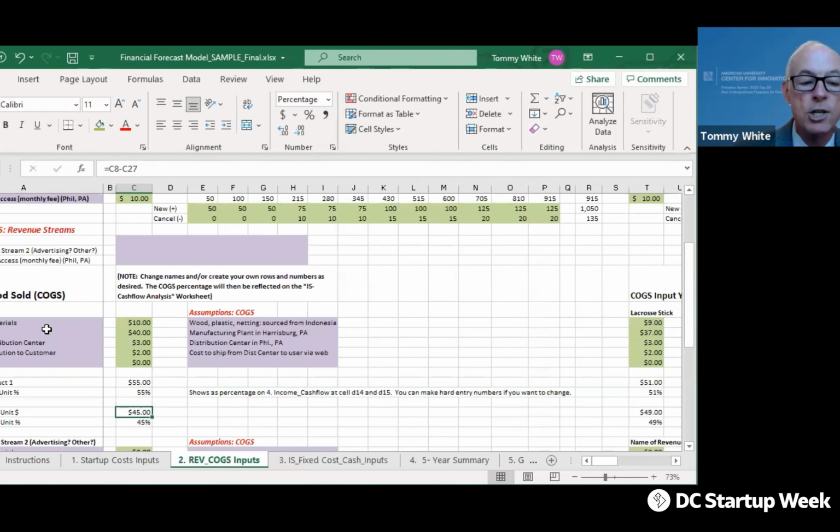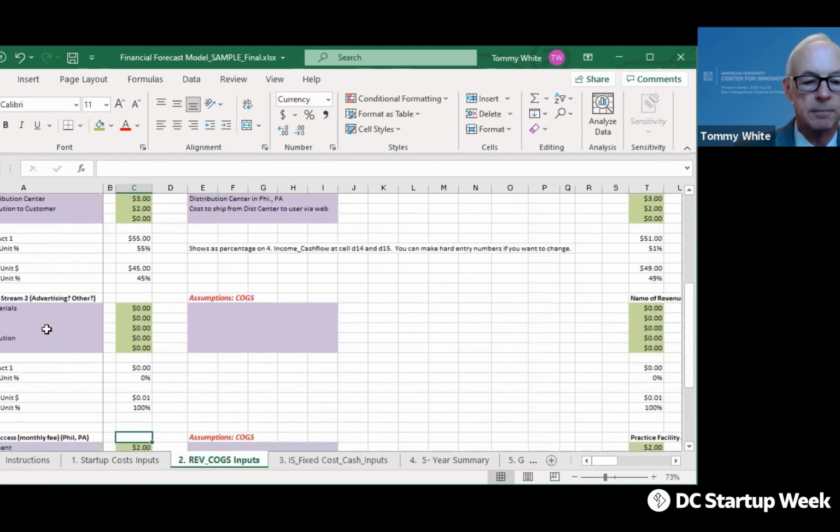So my gross margin then is $45 per lacrosse stick. I have $45 per lacrosse stick that I can use to pay for everything else in my business model, all of those other fixed costs that are on my next sheet coming up here. Let's look at my cost of goods sold for my practice facility.